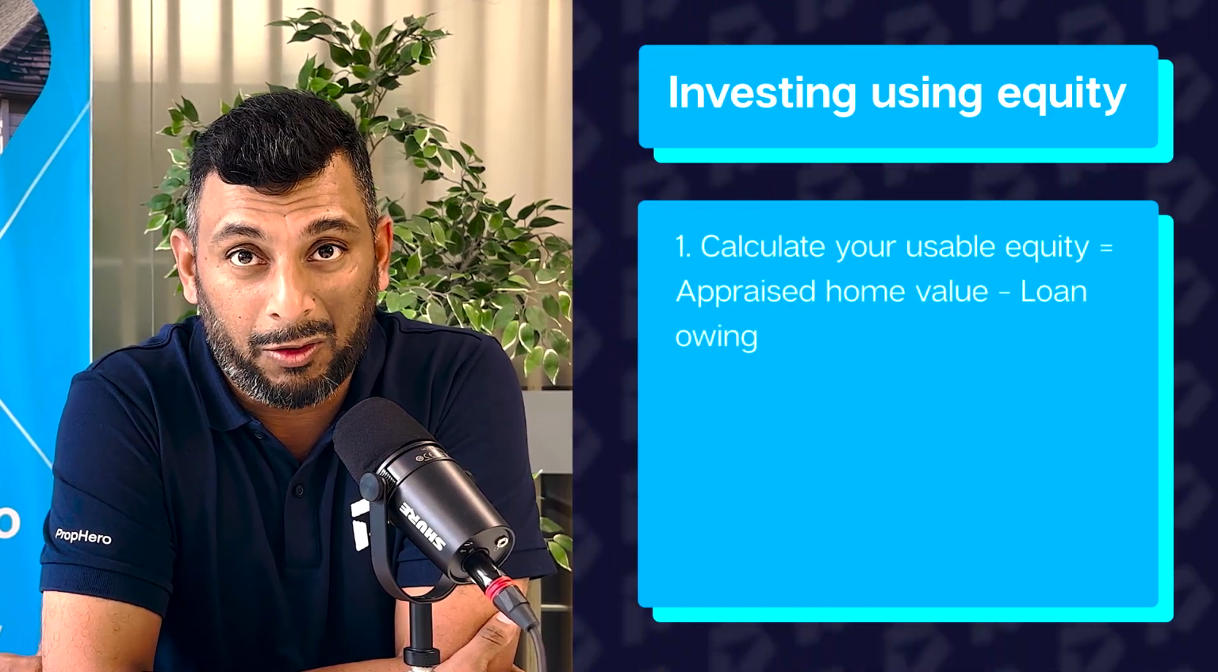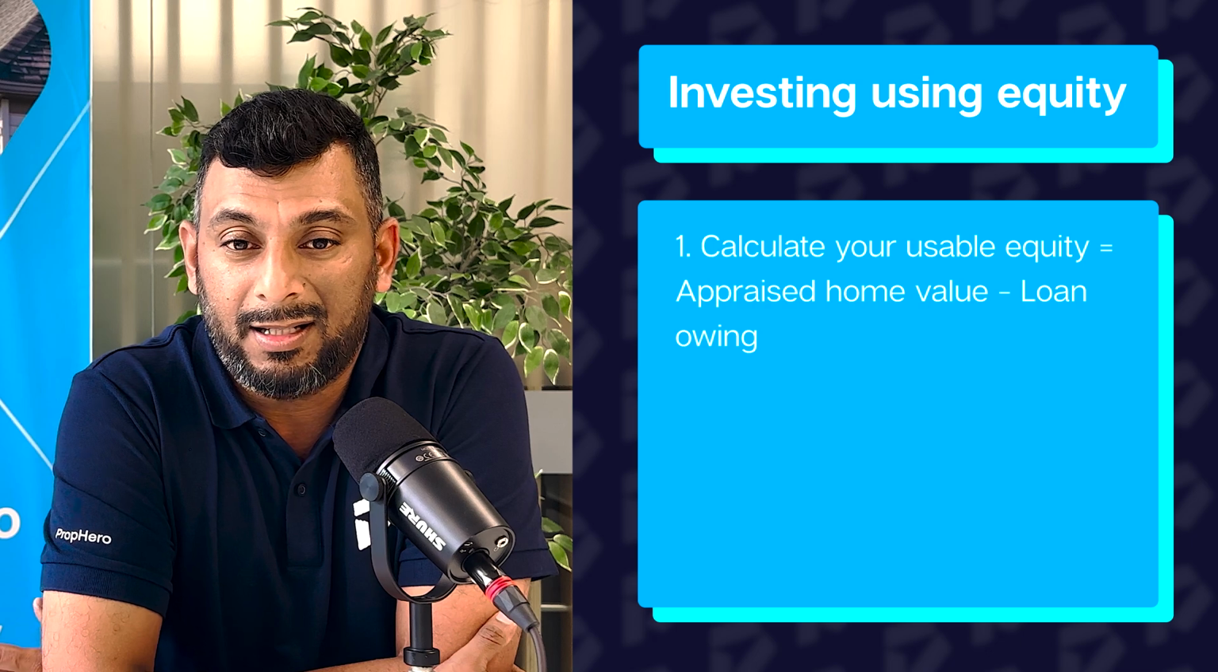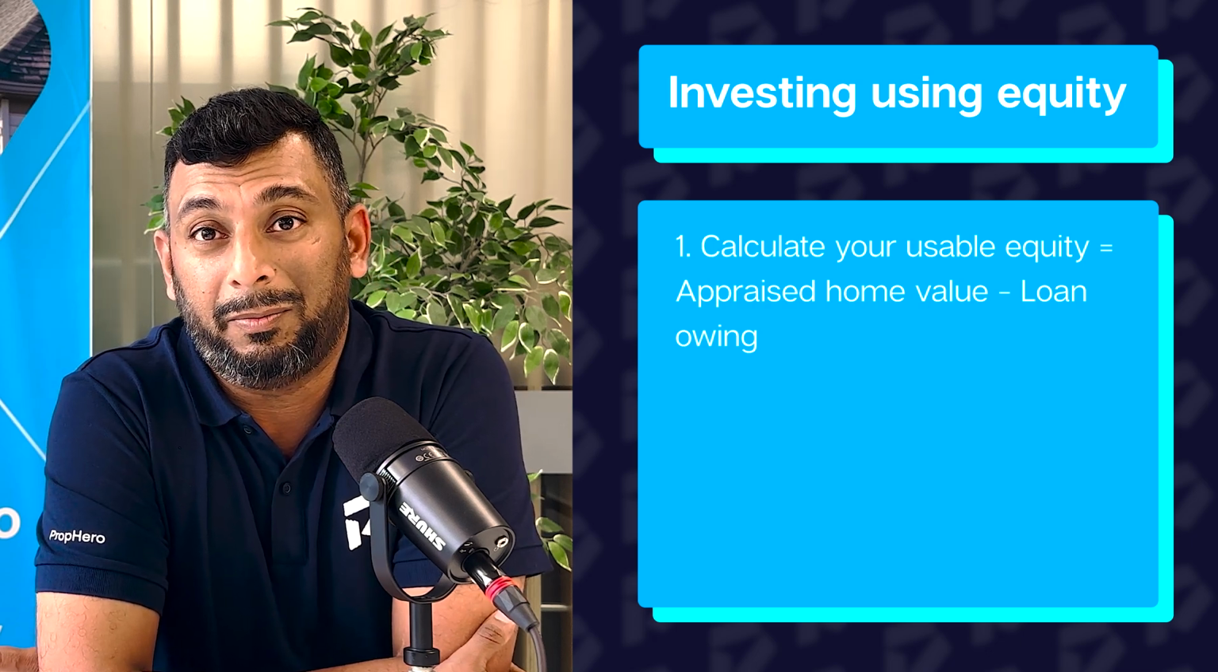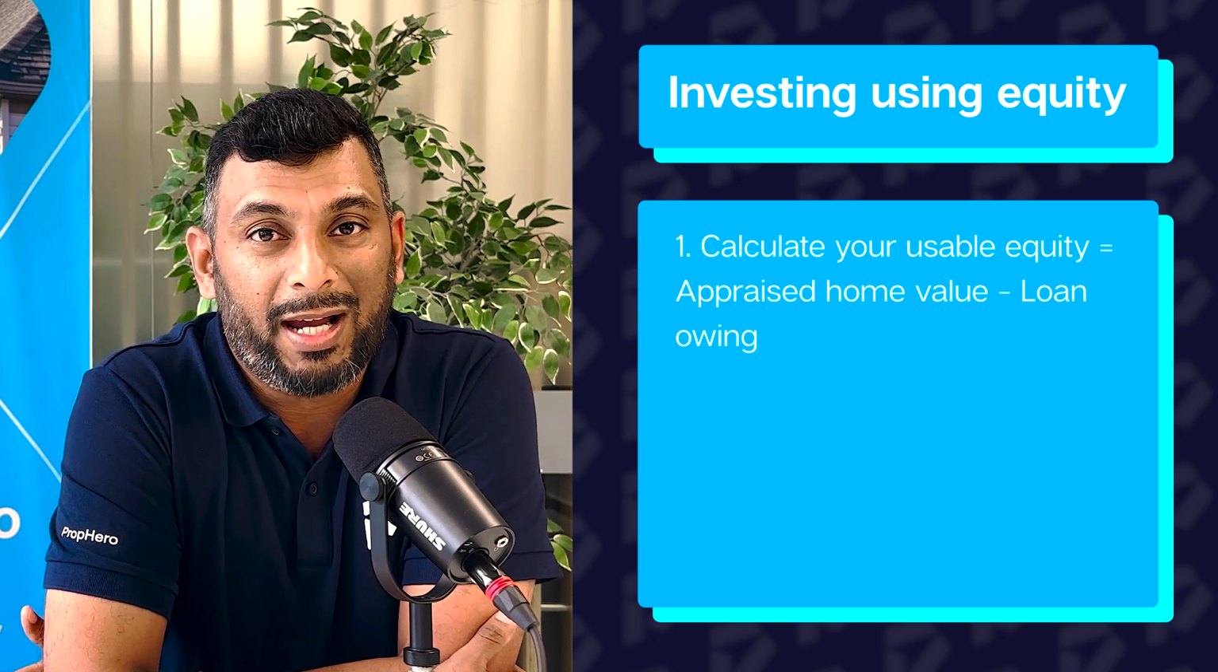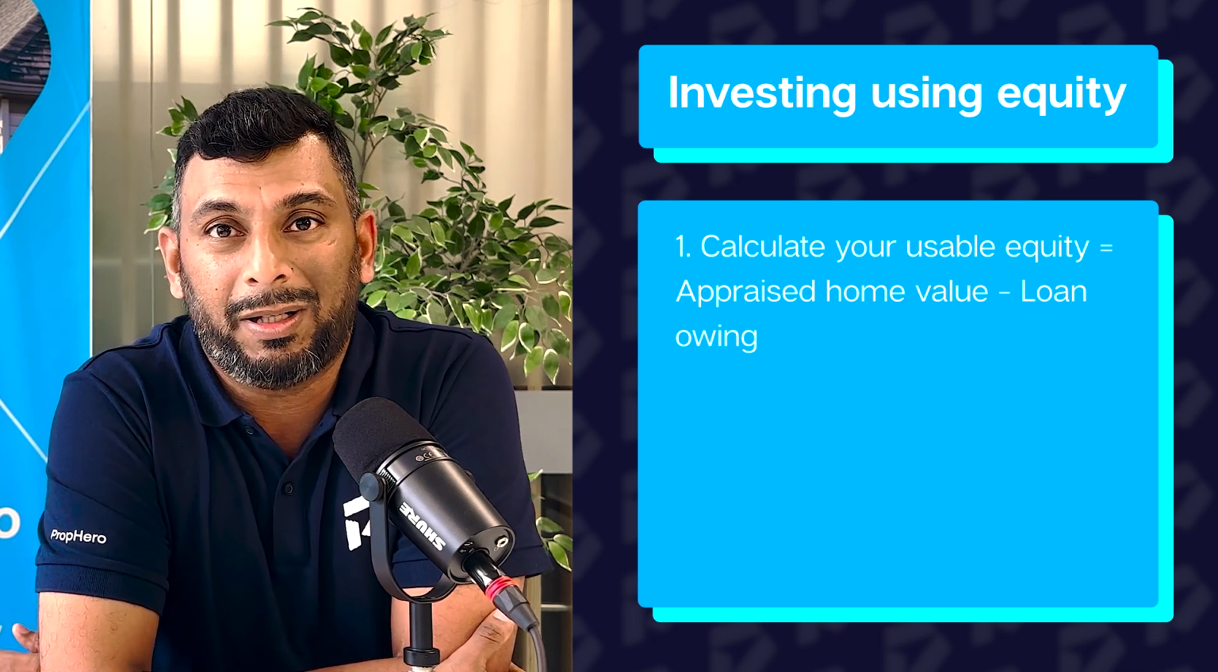So the best way to use equity to invest in property is first get an idea of how much usable equity you have. And as I said, the way to do that is calculate what the maximum the bank will allow you to borrow against the existing asset, subtract the existing loan, and you get your usable equity.